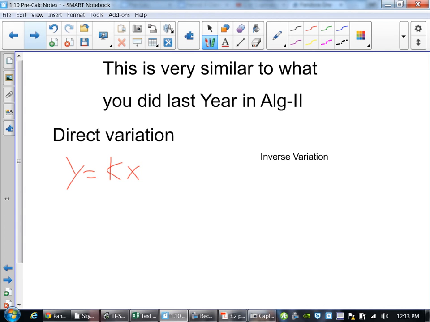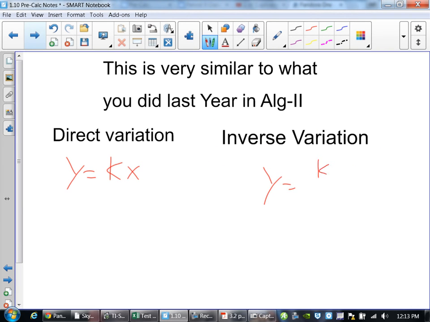Same thing with the inverse variation. It said that y was inversely with x. All you had to do was what? Do you remember? Reciprocal, exactly. And that's all it was. The inverse variation was y equals k over x. And that's all that was. You guys did that last year.